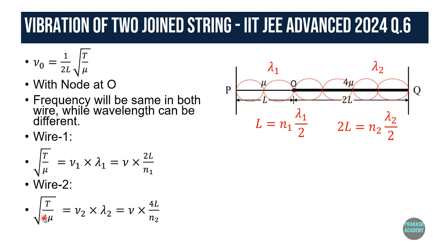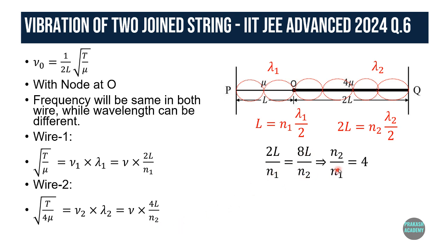Now if you take 4 outside, basically 2 will come outside. So this will be the square root of T by mu, and this 2 if you multiply, so this will be 8L by n2. The square root of T by mu I know here, and the square root of T by mu I know here. I can equate these two. So I can write 2L by n1, because this mu and this mu will cancel out, equals 4L times 2, that is 8L divided by n2.